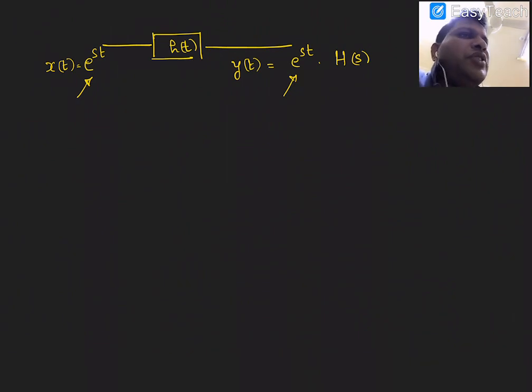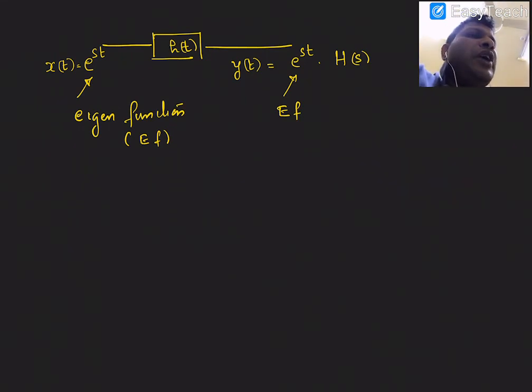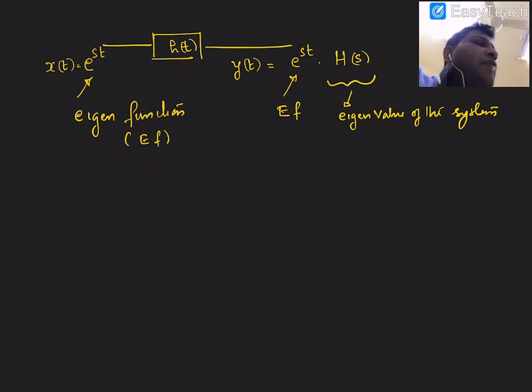So this kind of function which appears in the input gets unchanged. There won't be any change in these functions even at the output, and this kind of function is known as an eigenfunction. So this is the eigenfunction. I have given this eigenfunction as the input, and I got the eigenfunction as the output, which is multiplied with some value, and this is the eigenvalue of the system. So h of s is the eigenvalue of that system.